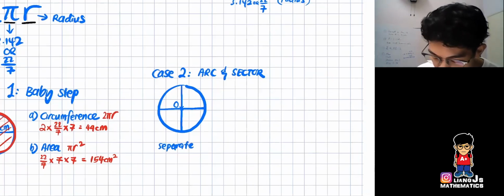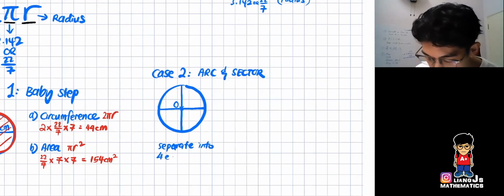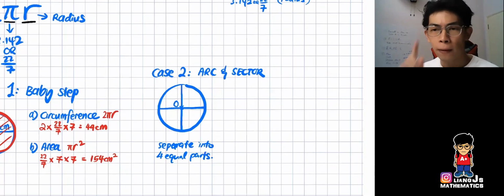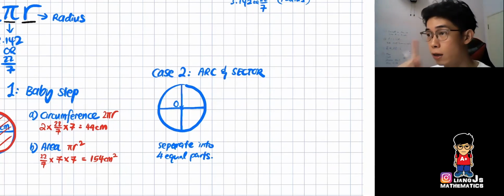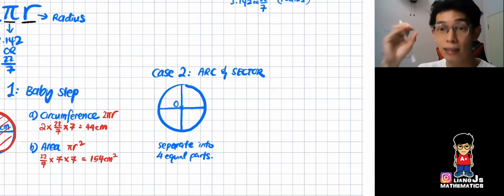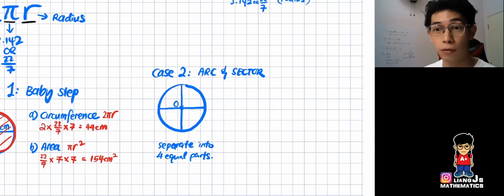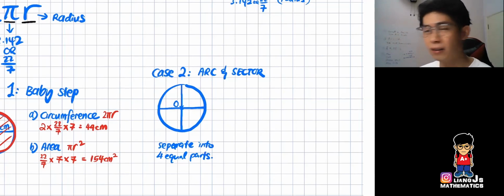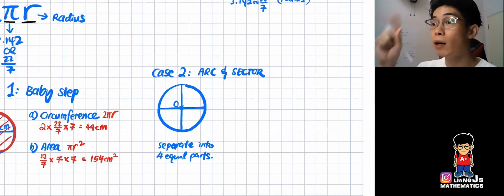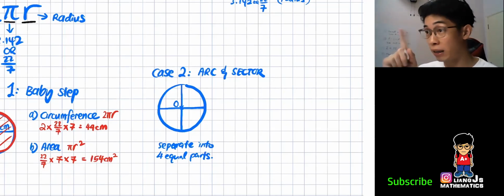Okay, I separate into 4 equal parts. These 4 equal parts, I want to ask everyone, especially Form 1, you have to be careful. One whole circle equals how many degrees? 360 degrees. Now I separate into 4 equal parts, so one part being how many degrees? It will be 90 degrees, right? 90 degrees, thank you very much.